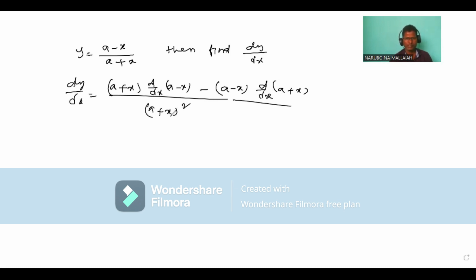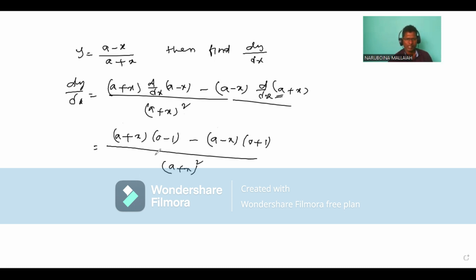Remember: square of the second function, second function into derivative of first function minus first function into derivative of second function. Now write a plus x as is. There is no change in this. Now derivative of a, here a is a constant, so we get 0. Derivative of x is 1, minus a minus x as is. Derivative of a is a constant, so derivative of a constant is 0, you know it. So 0 plus derivative of x is 1. a plus x whole square.